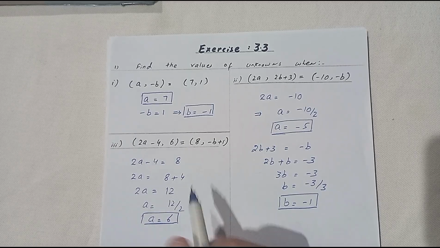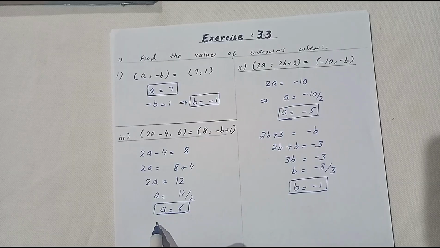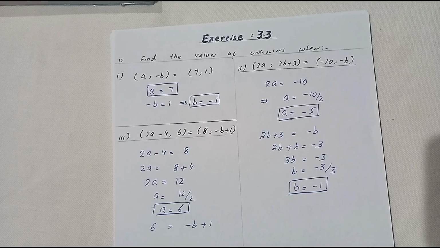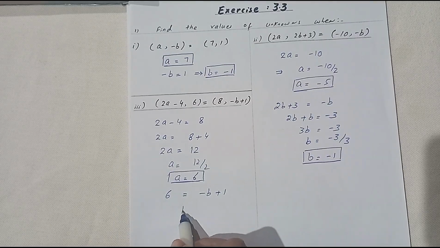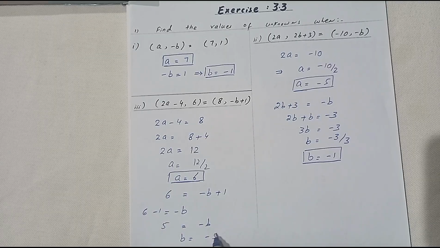Now comparing the second elements of both ordered pairs, we get the equation 6 equals minus b plus 1. Here again we combine the constants. We get the value of 6 minus 1, that equals 5, and the value of b equals minus 5.